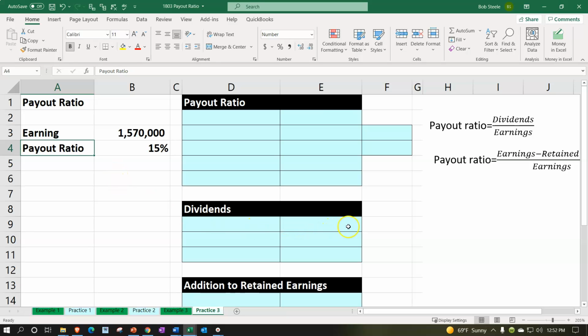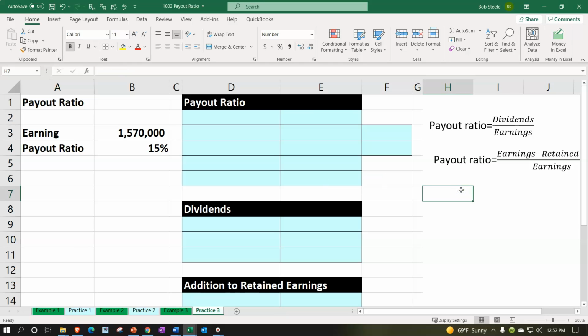Now, the calculations we've been doing thus far, the payout ratio you can see is the dividends divided by the earnings, which is what we've done in the prior two, or you can think of the payout ratio as being the earnings minus the amount that was retained, divided by the earnings, because earnings minus the amount we retained was the dividends. So we can do that calculation here.